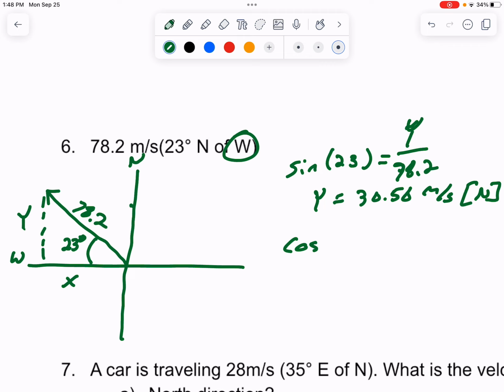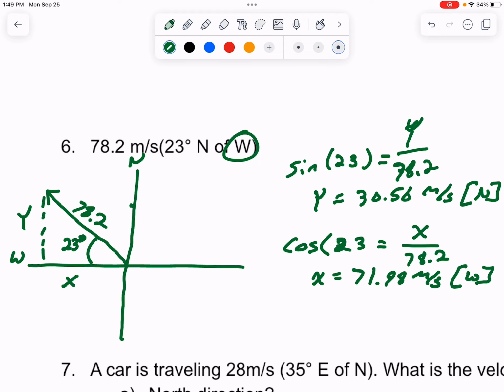Okay, so cosine of 23 equals x, so that's going to help me find my adjacent, over 78.2. And you should get an x value of 71.98 meters per second, and that is going west.